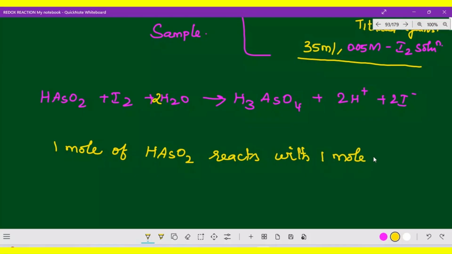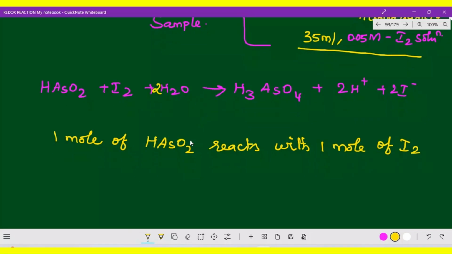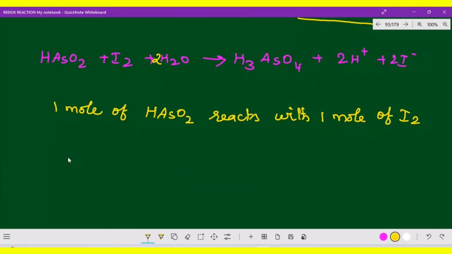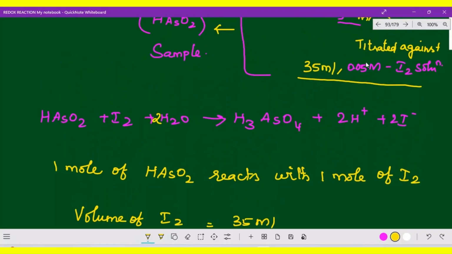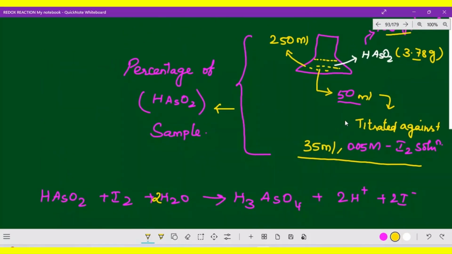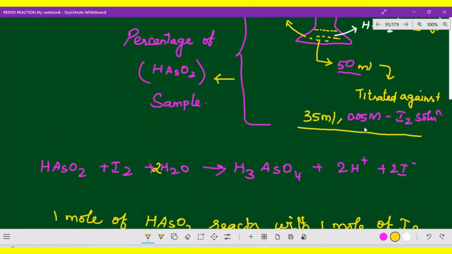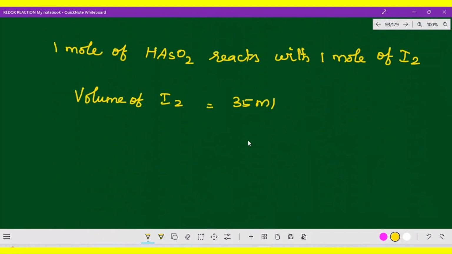Right now we just check all the data so that it will be easy for us to identify the answer. Now volume of I2, it is 35 ml. See, you just check this data, I have given it in an easy way for you to understand. So here 35 ml of 0.05 M I2, iodine solution. And the same way molarity of I2 is 0.05 M.